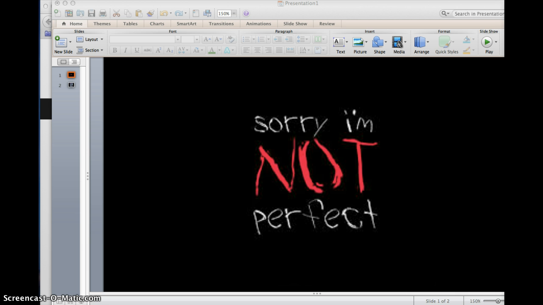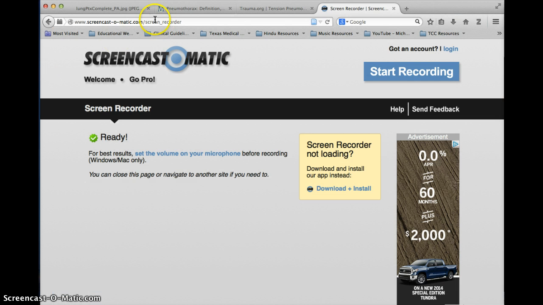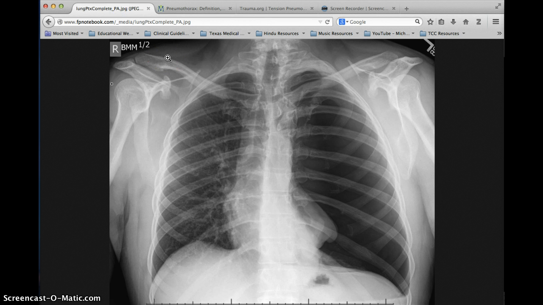Misinformation can occur. And that's essentially what happened with the x-ray today. Now, this actually was the x-ray that we discussed in class. And I think part of the problem was I fell into the trap of anchoring heuristics.